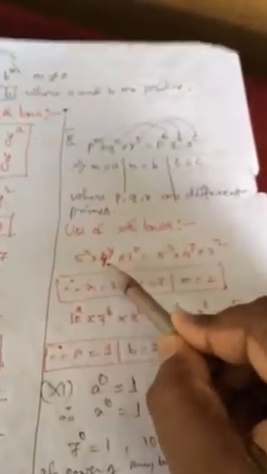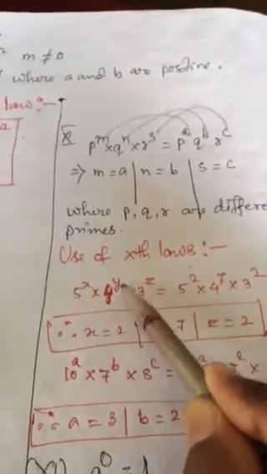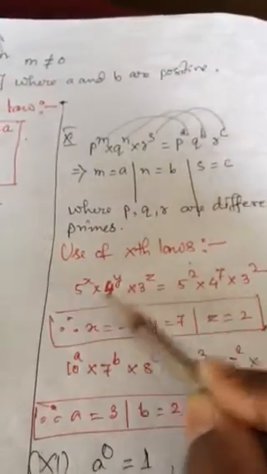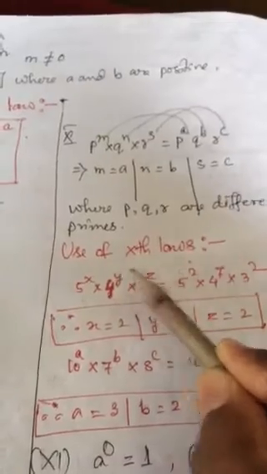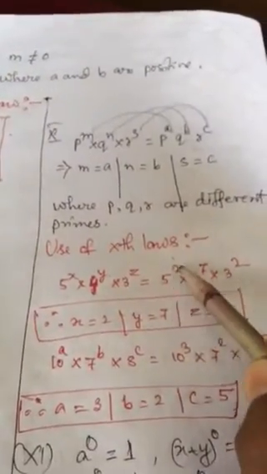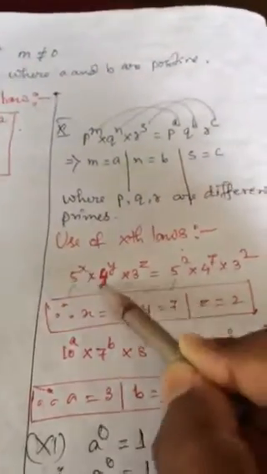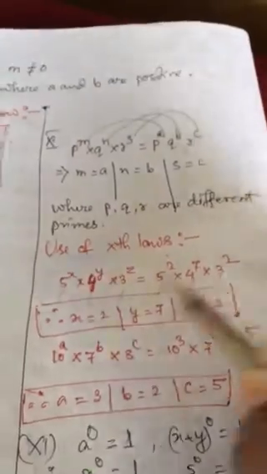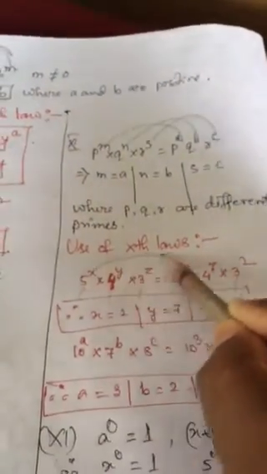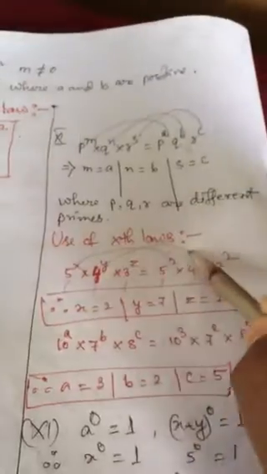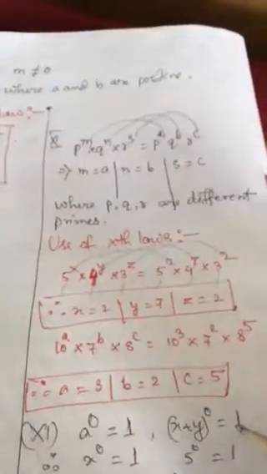Use of the 10th law of indices. See here: 5 to the power x, 4 to the power y, 3 to the power z equals 5 to the power 2, 4 to the power 7, 3 to the power 2. Same bases: 5, 5, 4, 4, 3, 3. The bases are the same, so the powers will be equal: x equals 2, y equals 7, and z equals 2. Okay, this is the 10th law of indices.